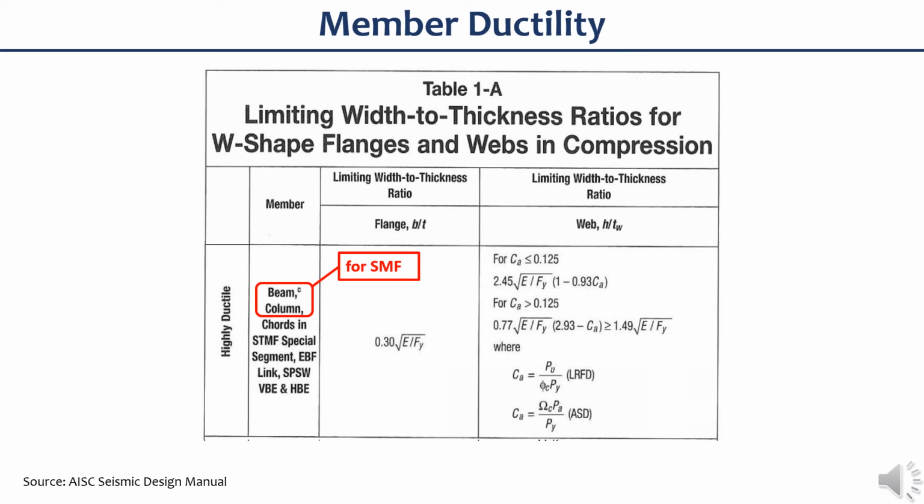Before we proceed with our discussion of the two common types of pre-qualified SMF connection, let's briefly discuss the common pre-qualification criteria. First is the member ductility requirement. The width to thickness ratios for the flanges and the web of beams and columns are proportioned for highly ductile members. On this slide, the limiting width to thickness ratios for both flanges and web of the wide flange sections are listed. Please note that this is different from the limiting width to thickness ratios given in the AISC standard specifications.